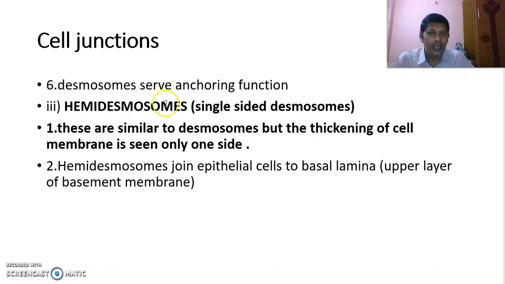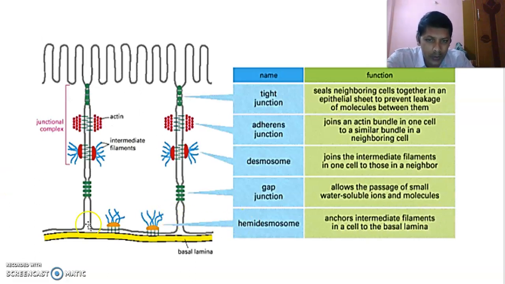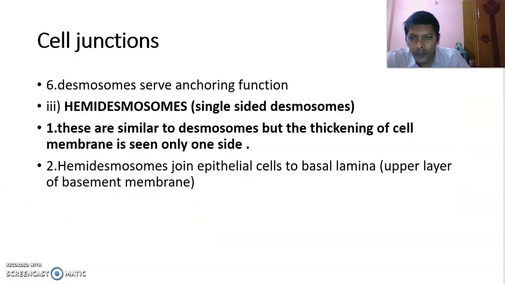Next one is hemidesmosomes, single-sided desmosomes. Where do we find them? You can observe here, at the base of the cell, there are hemidesmosomes, not desmosomes, half desmosomes. Here you see two red structures and two blue, but here only one blue, and instead of red there is yellow. The other side is not there, only half of the desmosome. That's why it is called hemidesmosome. Hemi means half, like northern hemisphere, southern hemisphere.